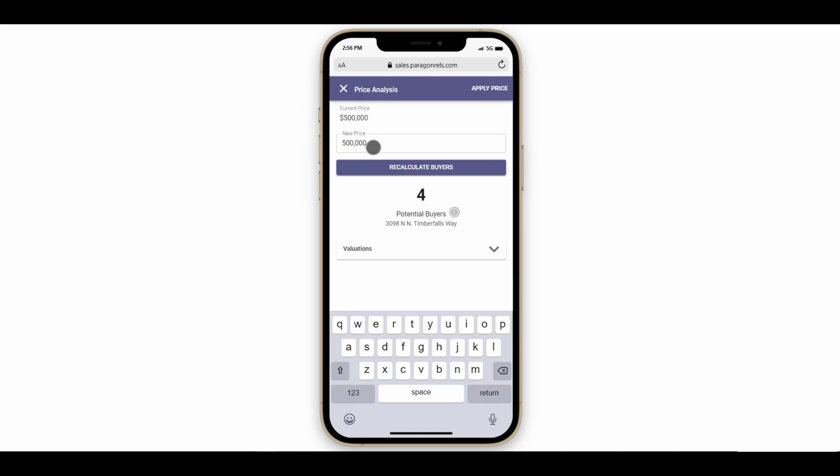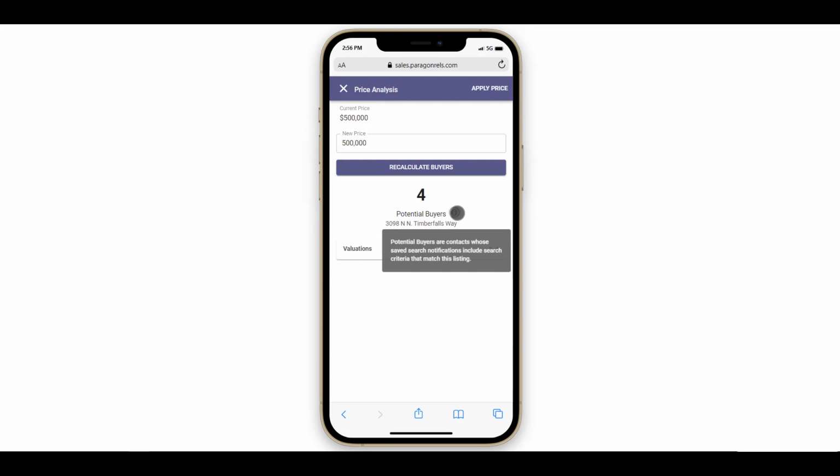Now the way we calculate this is these are buyers within the whole Paragon ecosystem, right? So they're based off your criteria, your price range. Your listing is included within say searches and notifications out there. So that's how we validate that you have 4 potential buyers out there. We can check out how many valuations on this listing.